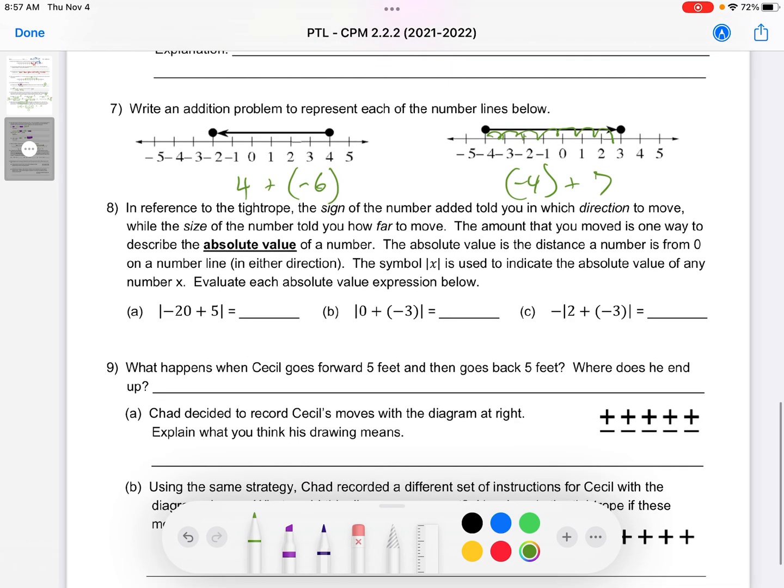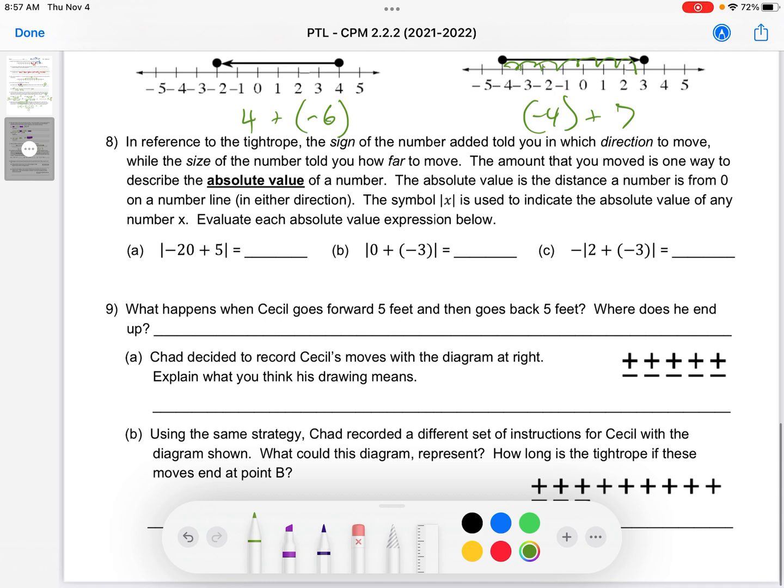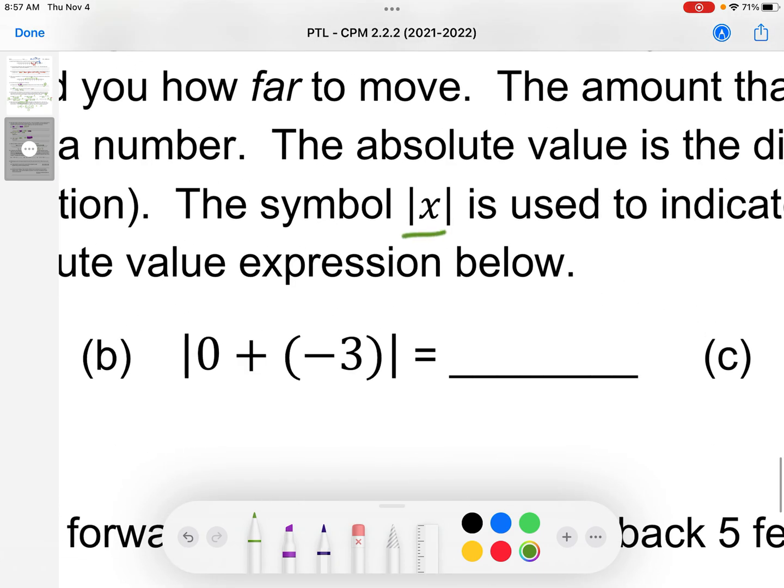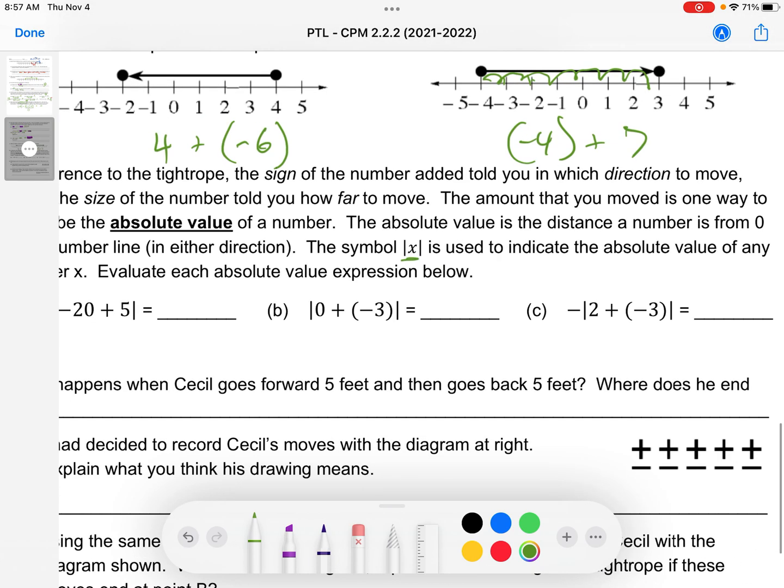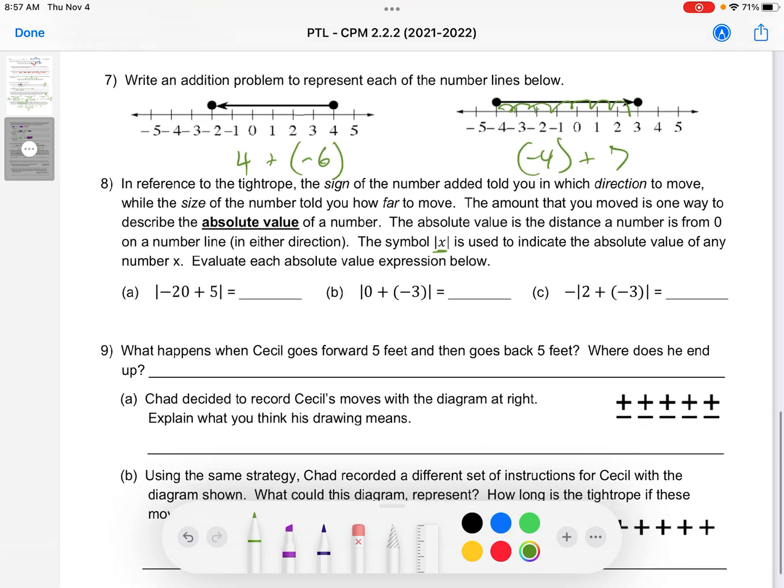Okay? In reference to the tightrope, the sign of the number added told you which direction to move, while the size of the number told you how far to move. The number that you moved is one way to describe the absolute value of a number. The absolute value is the distance a number is from 0 on a number line in either direction. That symbol right there is used to indicate the absolute value of any number x.